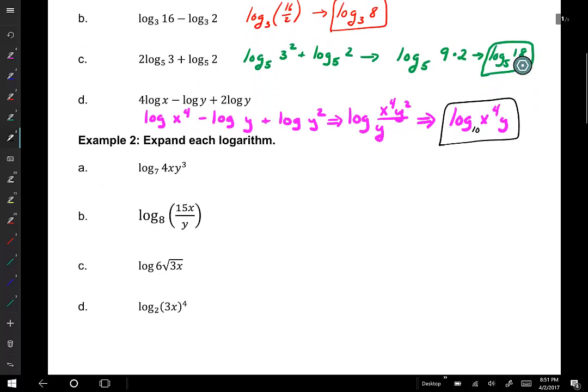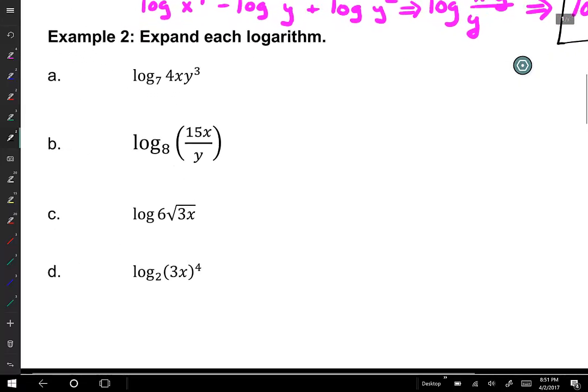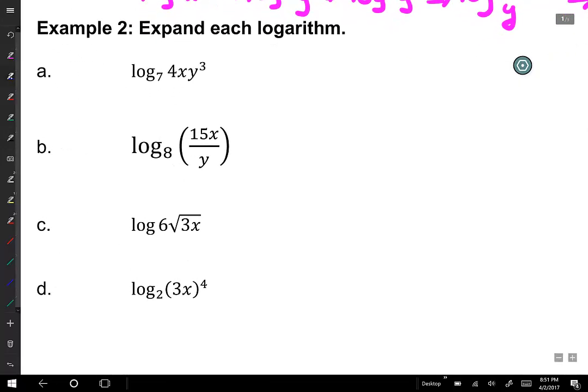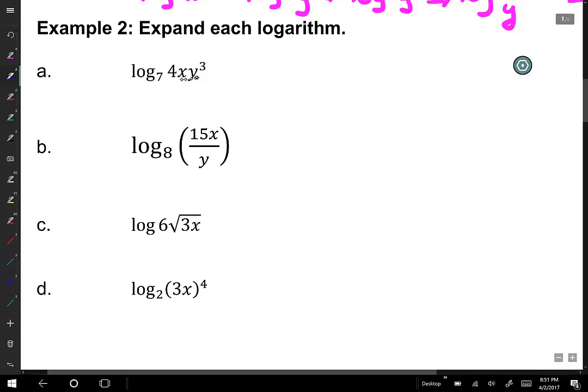Now let's go the opposite direction. Let's take these next 4 and let's expand these logarithms. So multiplication inside becomes addition outside, and the exponent is going to become multiplying in the front of that logarithm of y. So we have the log base 7 of 4 plus the log base 7 of x plus the log base 7 of y cubed. I'm just doing 2 steps here.